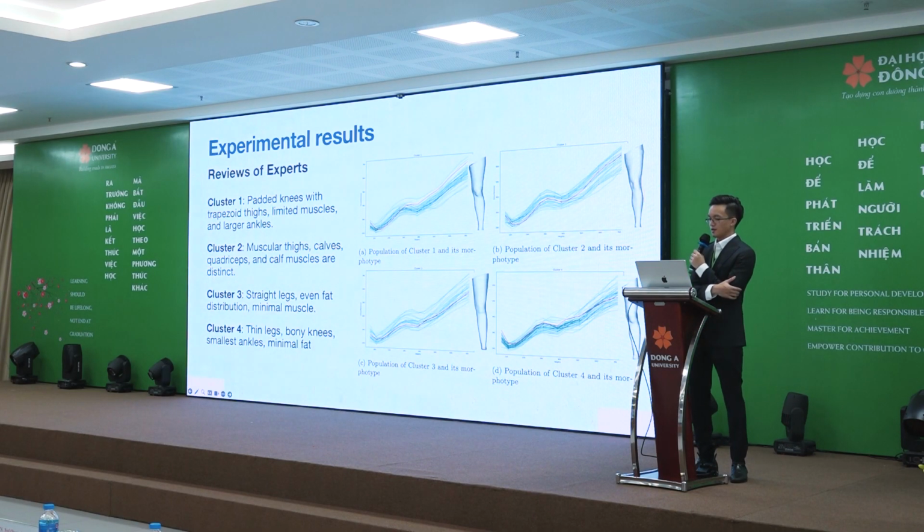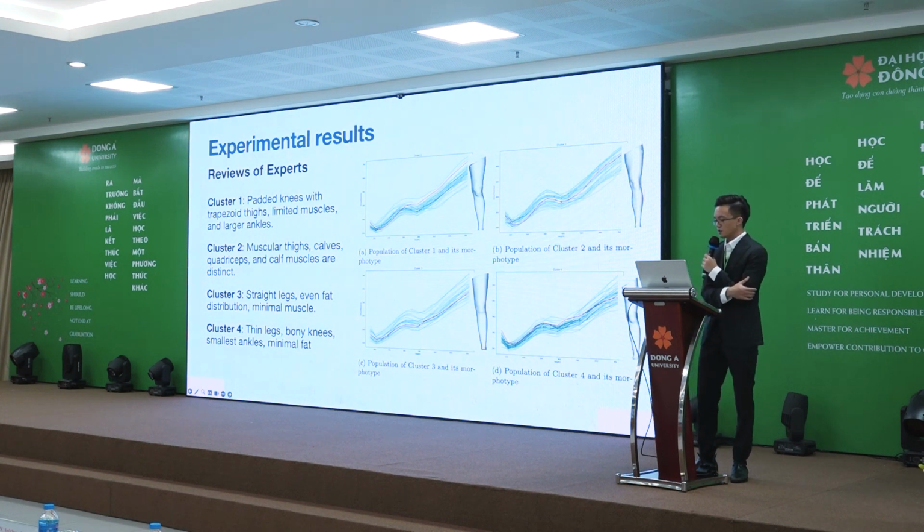Cluster 1 in pattern knees with sharp joint height, limited muscle, and larger ankle. And cluster 2 is muscular thigh and calf, while tricep and calf muscle are distinct. Cluster 3, we have the shirtless, even fat distribution and minimal muscle. And cluster 4 is thin, body knee, some small ankle, and minimal fat.